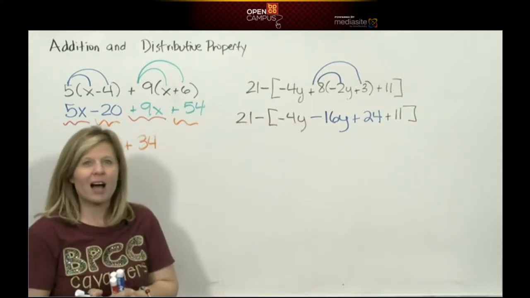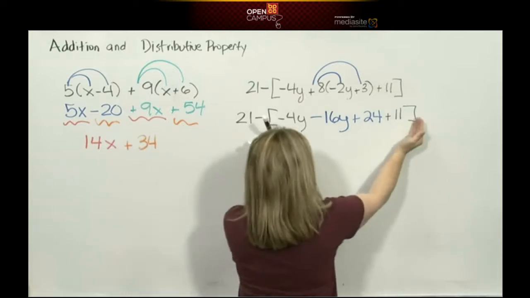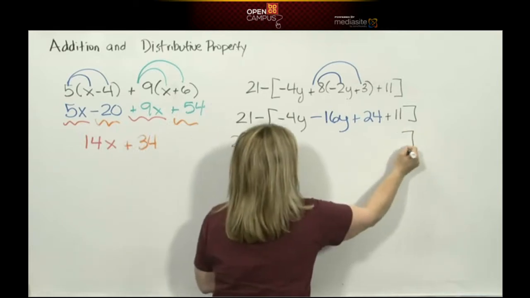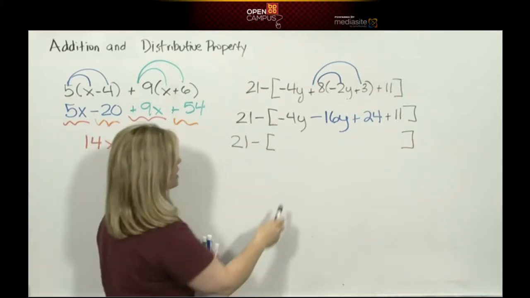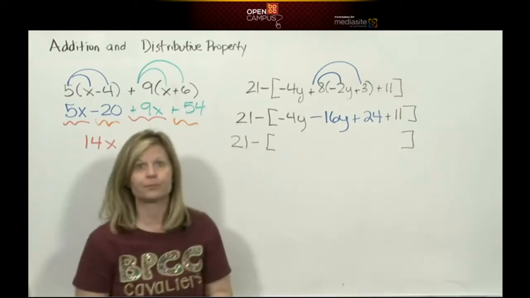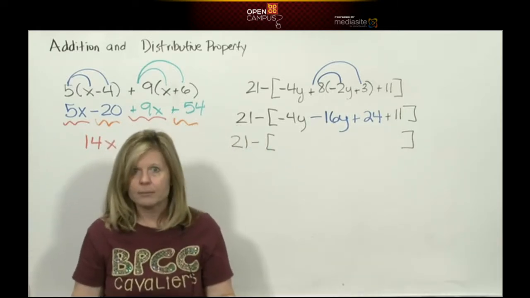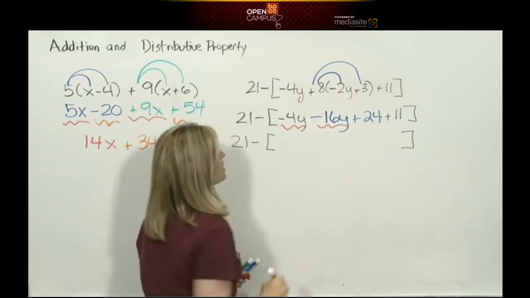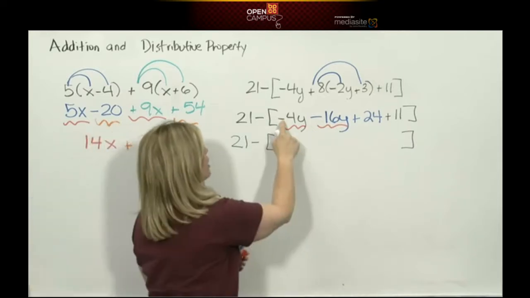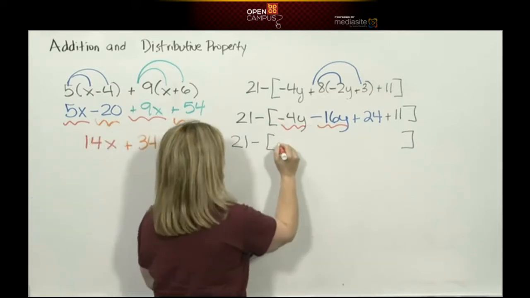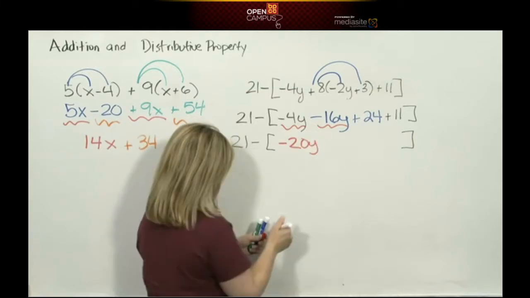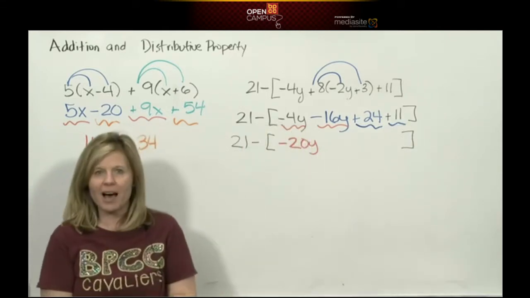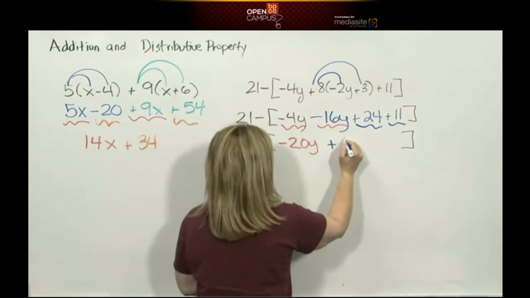Okay? If we follow order of operations, we're supposed to work inside first. So we're going to leave this 21 minus bracket. We're going to work inside the bracket. Inside the bracket, there are 1, 2, 3, 4 terms. Are any of them alike? Yes. So let's put them all together. A negative 4y and a negative 16y are alike. They're both negative, so we know to add, and it stays negative, negative 20y. Our constants are 24 plus 11. They're both positive, so we're going to add, and that would give us positive 35.